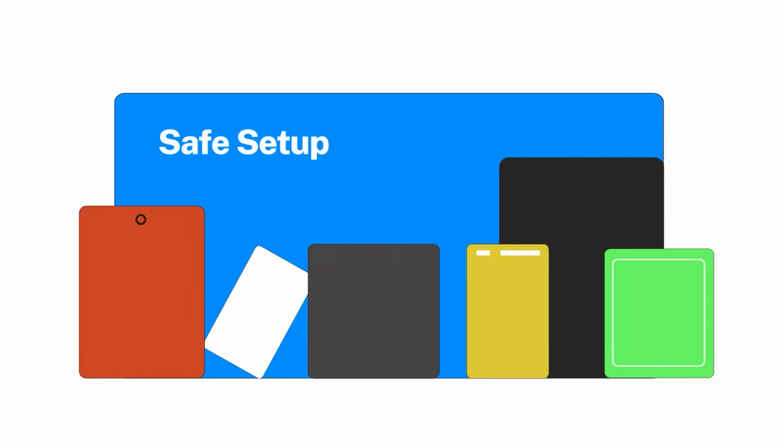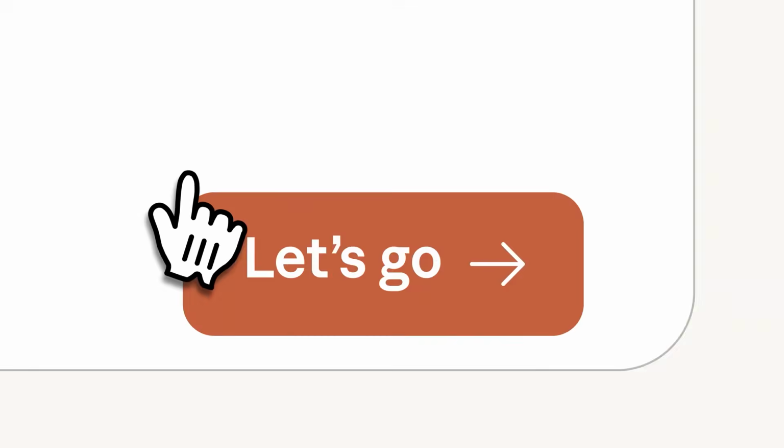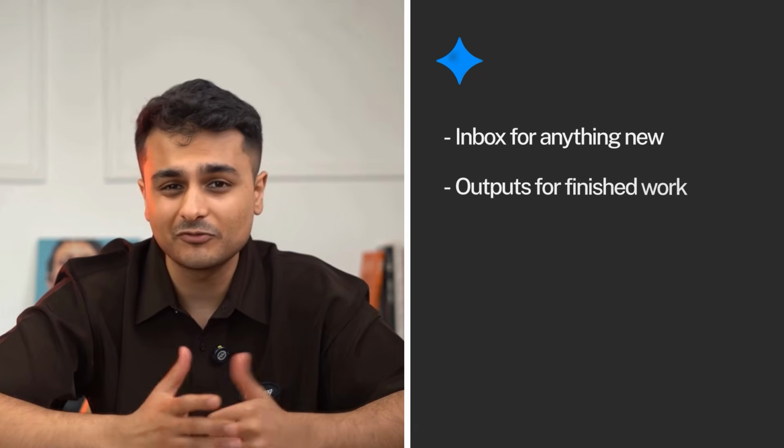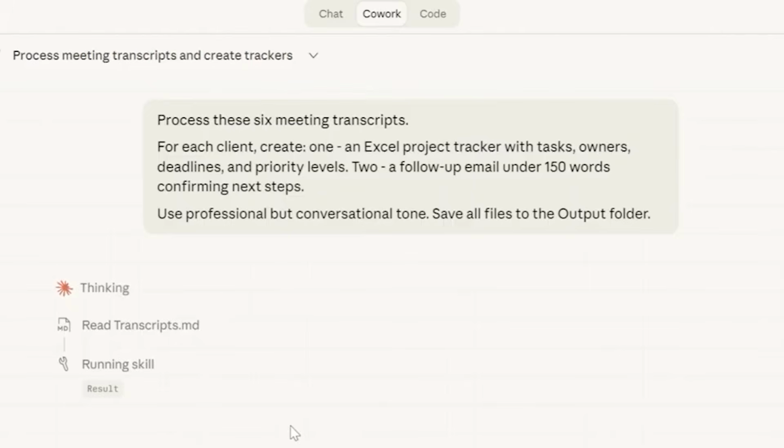The real game starts with how you set it up. And this is where 90% of people get it wrong from day one. Level 5. Safe setup. The mistake most people make is giving co-work access to their desktop or documents folder on day one. You are allowing a system to rename, move, and process files inside your main workspace. And once you start running real tasks, small changes begin stacking. So the safer approach is to create one clean folder called Co-work Workspace with 4 sections inside it. Inbox for anything new, outputs for finished work, processed for handled files, and reference for material. Co-work can read but not modify.